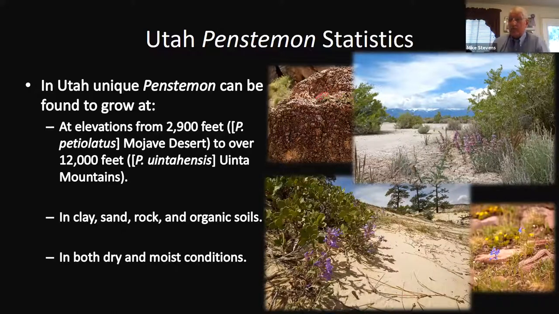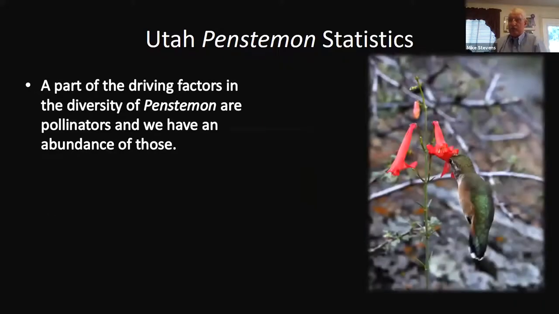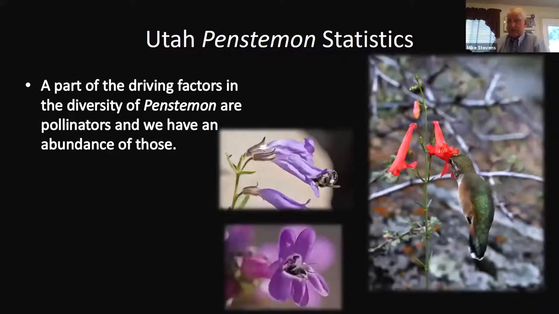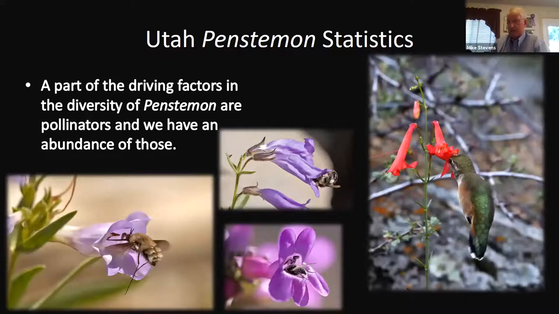They live in both dry and moist conditions. However, they really love the dry conditions. The vast majority of them are drought loving, or at least drought tolerant. As for the reason why there's so much diversity, there's a lot of science going on and studies trying to understand it. It appears as if the pollinators are the heavy driving force behind why there's so much diversity in these species.